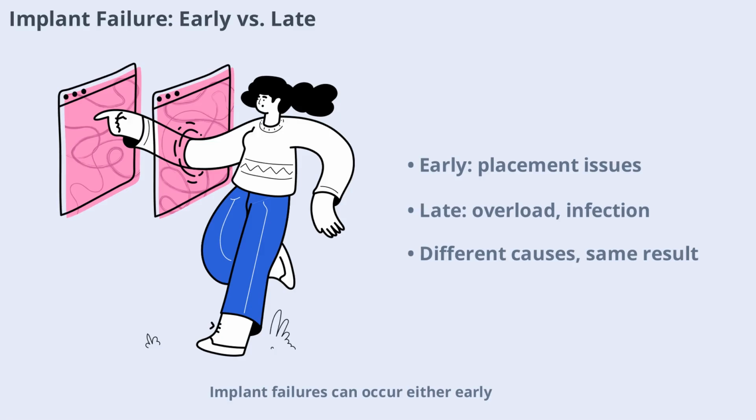Implant failures can occur either early, soon after the implant is placed, or later, after the restoration is completed. Early failures are often due to issues like improper site preparation, bacterial contamination, poor mechanical stability, or loading the implant too soon. Late failures are usually the result of excessive force on the implant or infections such as peri-implant mucositis and peri-implantitis.